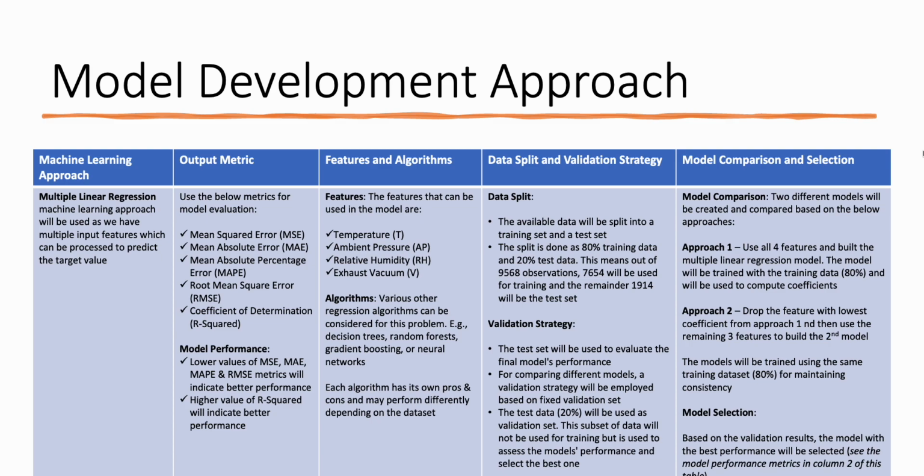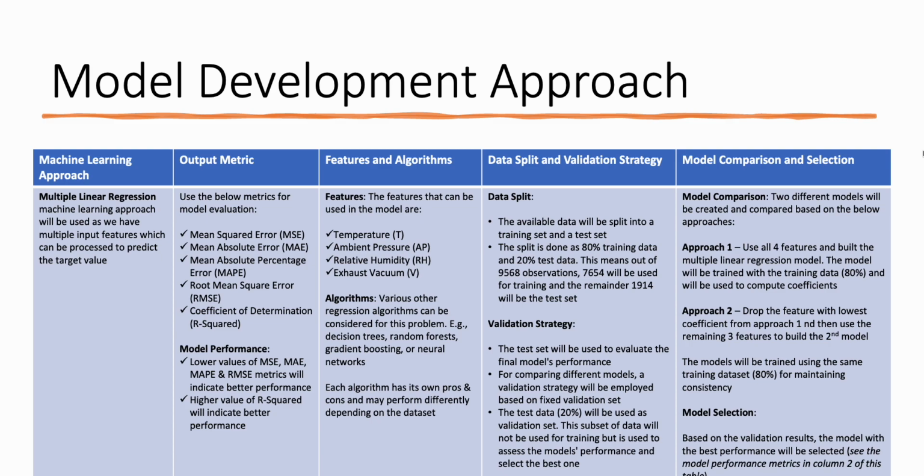From the validation strategy standpoint, we are going to compare two models based on a strategy which is employed based on a fixed validation set. The test data, which is 20% of the overall data size which we'll have, is going to be the validation set. This subset of data will not be used for training, but it is only to assess the model's performance and select the best one.